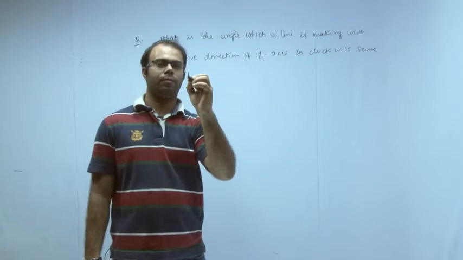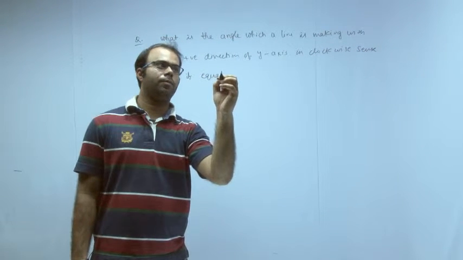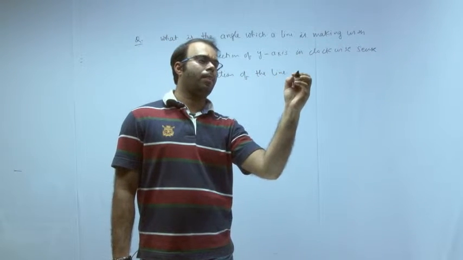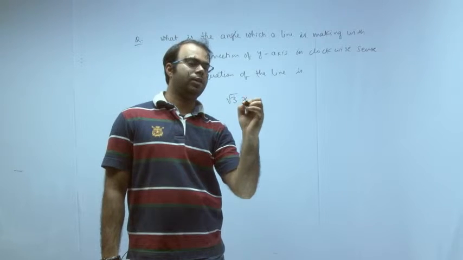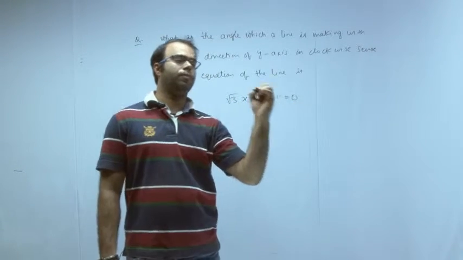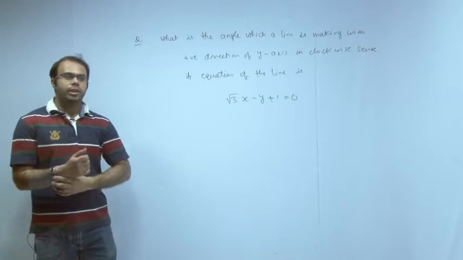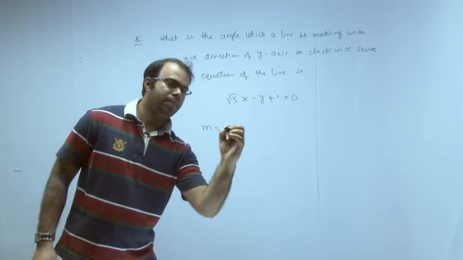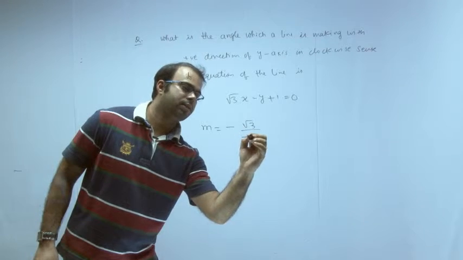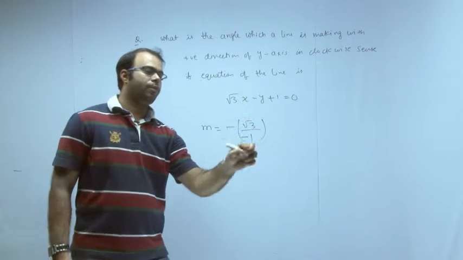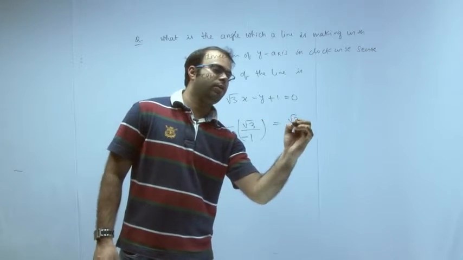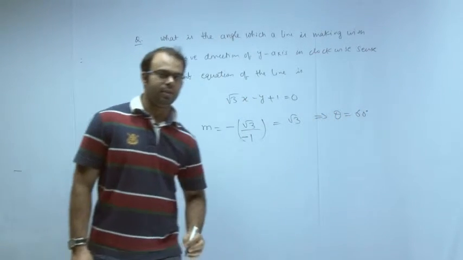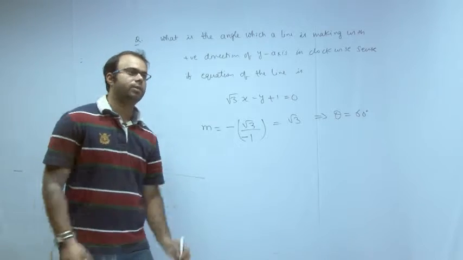if the equation of the line is given as root 3x minus y plus 1 equal to 0? So generally we apply m, that is minus a by b, minus root 3 by minus 1, coefficient of x by coefficient of y, that is equal to root 3, that is theta is equal to 60 degree with the x axis. So the line is something like this.